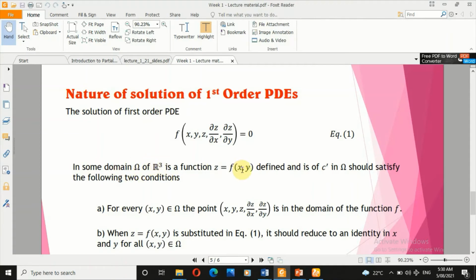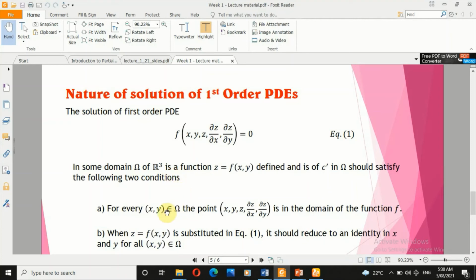and in such a way that that function is of C class in that domain. So there are two things involved that we must put into consideration. One, for every point x and y in that domain, the point is also in the domain of the function. What do I mean by that? That by the time we solve this one, we have the particular function z. If we differentiate this and return it back and we evaluate, what we are going to come up with will be a point inside this domain. It won't be outside the domain, it will be inside the domain.